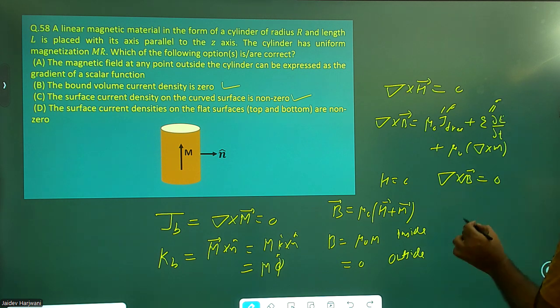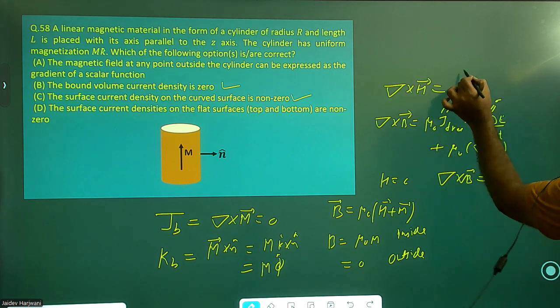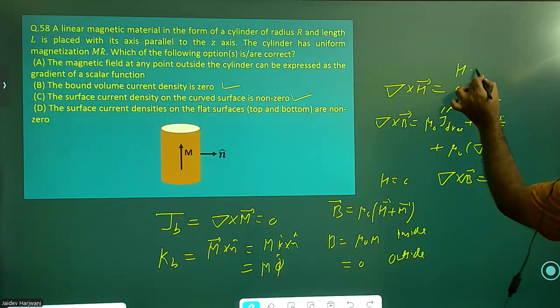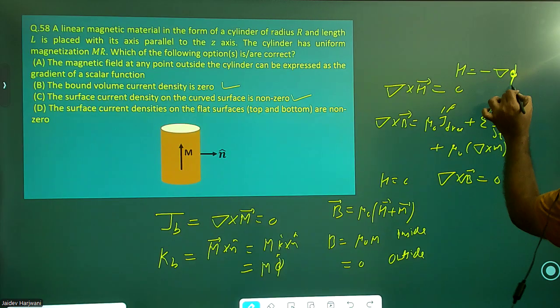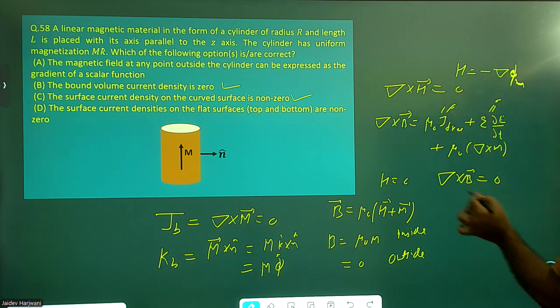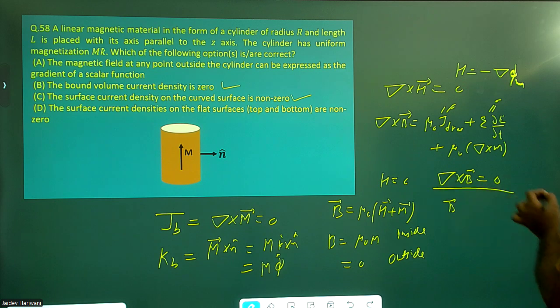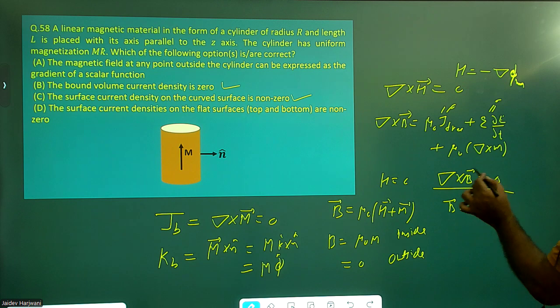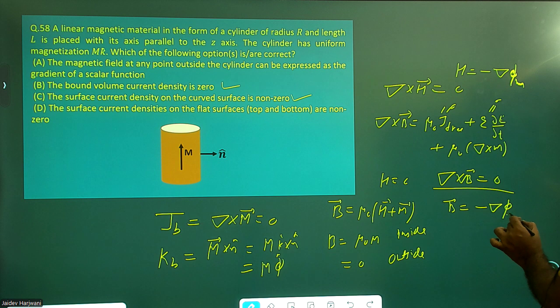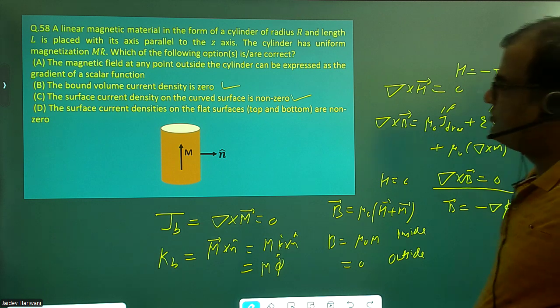That means I can write H as minus del phi M, because the curl is 0. Del cross B outside is also 0, so I can write B also this way. It is conservative, the curl of the vector is 0, so I can always write B as the gradient of some scalar function, gradient phi. So option A is also correct.